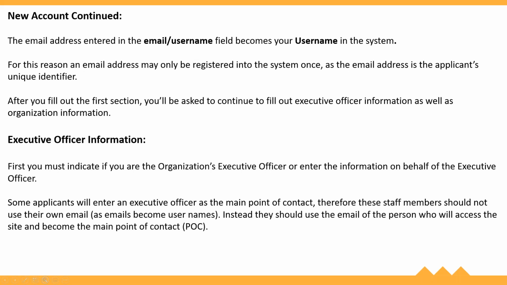Executive officer information. First, you must indicate if you are the organization's executive officer or entering the information on behalf of the executive officer. Some applicants will enter an executive officer as the main point of contact. Therefore, these staff members should not use their own email, as emails become usernames. Instead, they should use the email of the person who will access the site and become the main point of contact. Next.